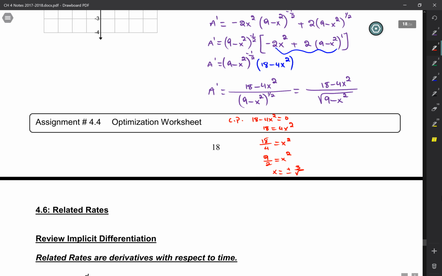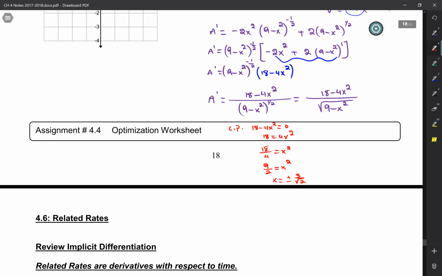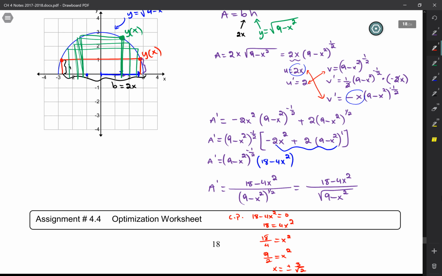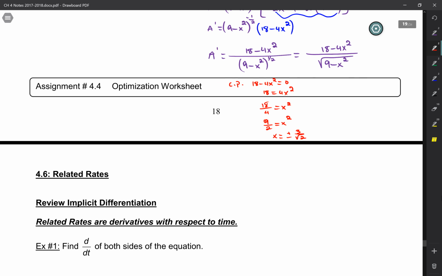However, what is x in the context of this problem? It's half the side of that rectangle, so can it be negative? No. Oh, heavens, no. Remember we said we could leave them? Remember we were like being revolutionaries and we said we could leave them.